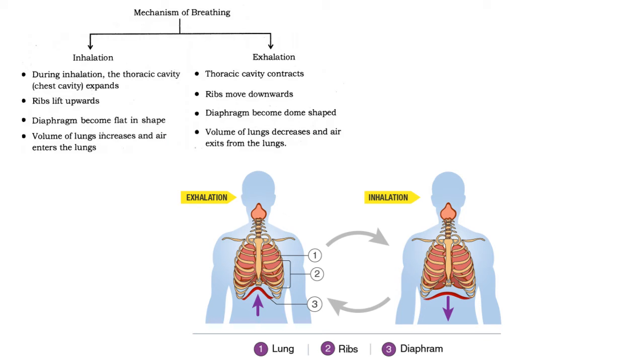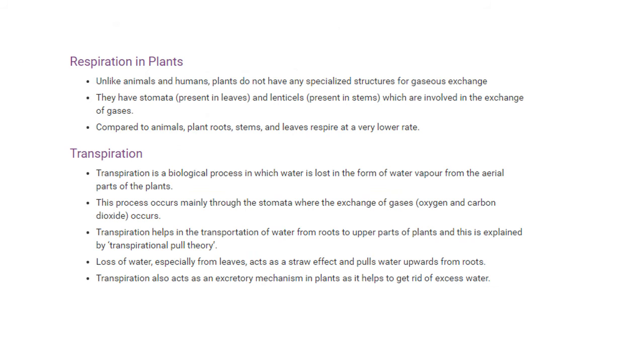The same is written over here. In inhalation, the thoracic cavity or the chest cavity expands. In exhalation, it contracts. Ribs lift upwards. Ribs move downwards. Diaphragm becomes flat. Diaphragm becomes dome shaped. Can you see this? This is called dome shaped. Then the volume of the lungs increases and air enters the lungs. It decreases and air exits the lungs.